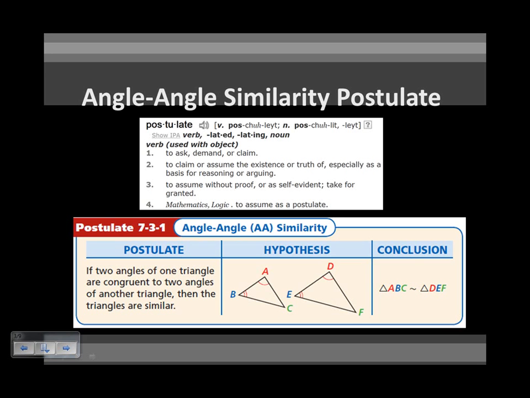Now in this particular lesson, we're just talking about triangles. In the first lesson, it was any polygon. In this lesson, just triangles. And the only thing that we need to say that two triangles are similar is that two angles in one triangle are congruent to two angles in another triangle. We don't need to know anything about the sides.